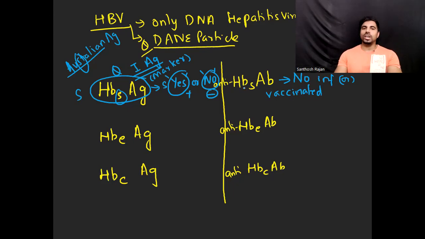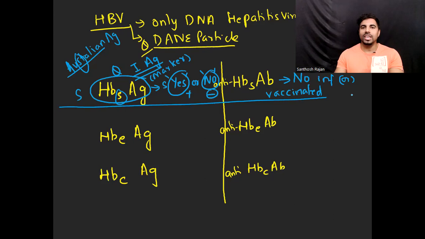If you want to check whether someone is vaccinated, you are always taking this titer. Anything vaccine, remember anti-HBs antibody. Infection is there or no, that's it, very simple. Yes means yes or no; antibody means no infection, it's vaccinated. Got it? First one.